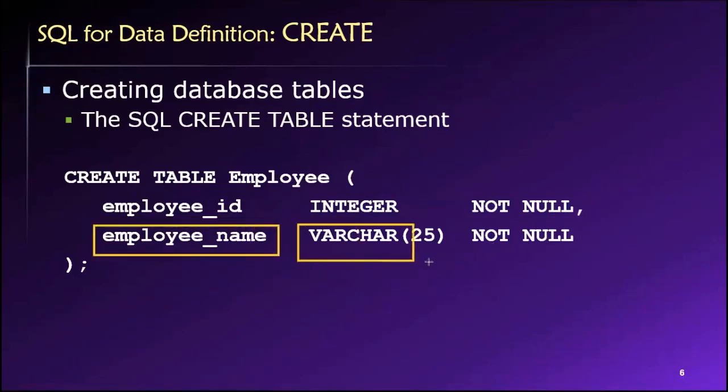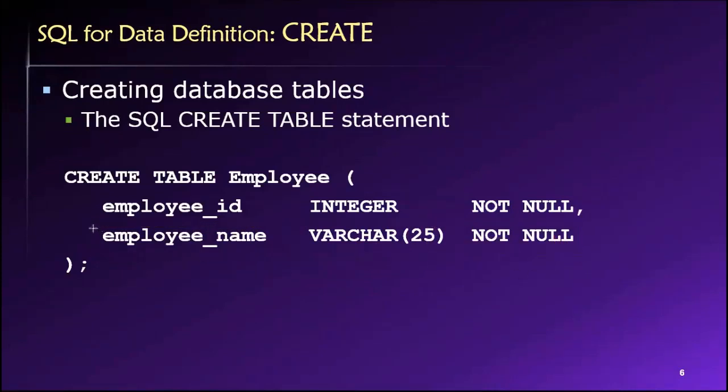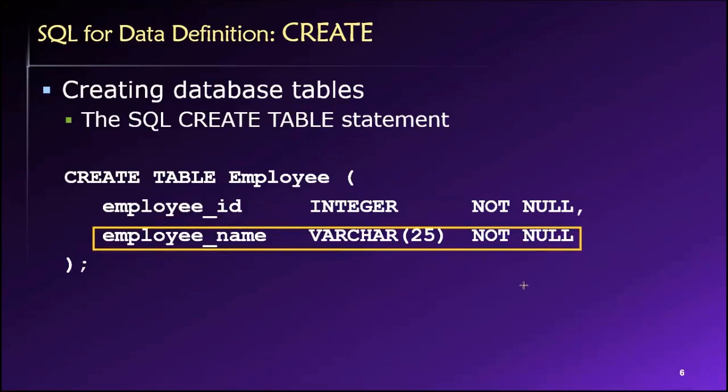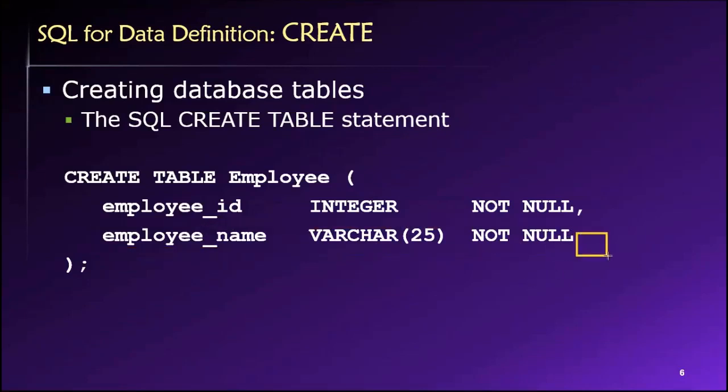Employee name, data type, whether or not null values are allowed. Now you'll note that this one is the last one, so there is no comma, right? It's the last line here before we get to this closing parenthesis. So there's no comma after that last line. Okay. All right, a few other things that I'll point out here before we proceed.